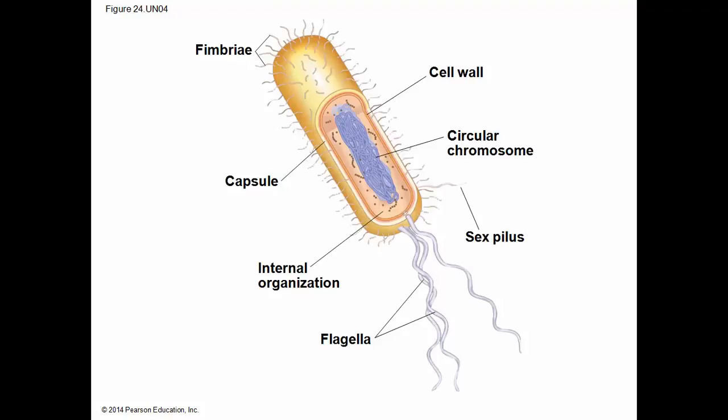Okay, here is a structural diagram of a prokaryote. It shows the fimbriae, which are the little hair-like appendages that help the cells to adhere to other cells and to a substrate. The cell wall, the circular chromosome is all bound up in the nucleoid region, but it's not a membrane-bound nucleus. There's the sex pilus, the flagella, internal organization, the capsule. You should review this information. It's on page 478.